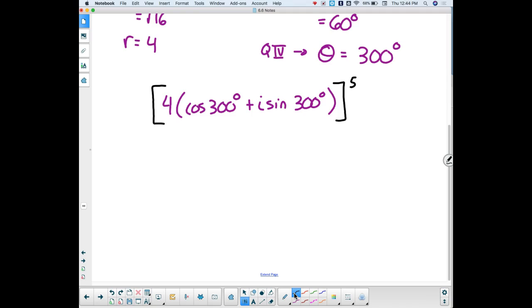Multiplying in trig form. What do we do with the r's, if they're all in trig form? Multiply them all together. So that means I'm going to take 4 times 4 times 4 times 4 times 4, right? And what am I going to do with all the angles, all the thetas?